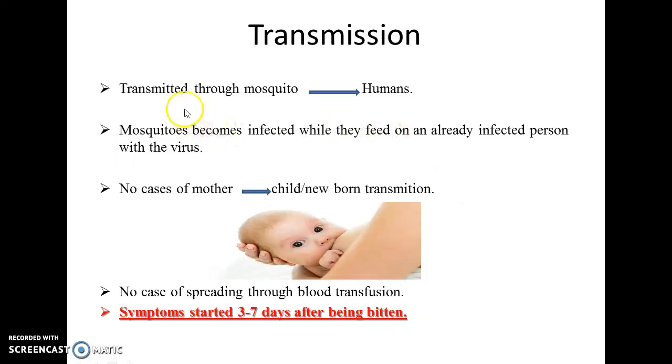The virus is also transmitted through mosquito to human. The mosquito becomes infected while feeding on a person already infected with the virus. So if I'm infected and a non-infected mosquito comes and bites me, it will also get the infection, and it will go ahead and bite someone who is not already infected. That is how the mode of transmission occurs, from mosquito to humans, and also from animals to humans too.